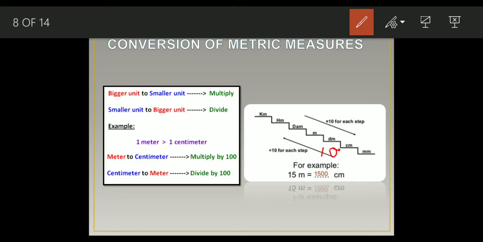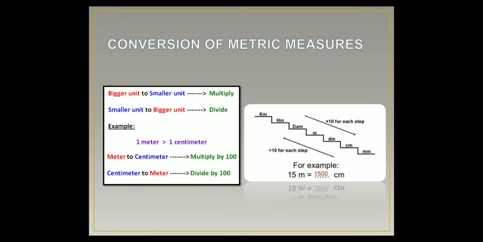Understood? So each step is 10, and this is another 10. So when I say 10 into 10, it is equal to how much? 100. Clear? So 10 into 10 is 100. I'll multiply 15 into 100, which is 1500. Clear? So this is how you convert metric measures.